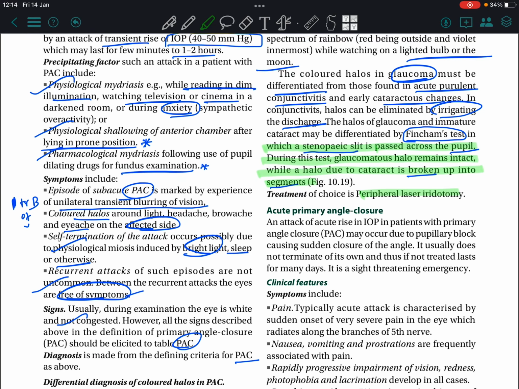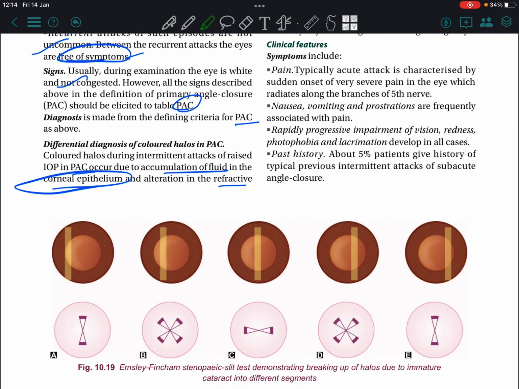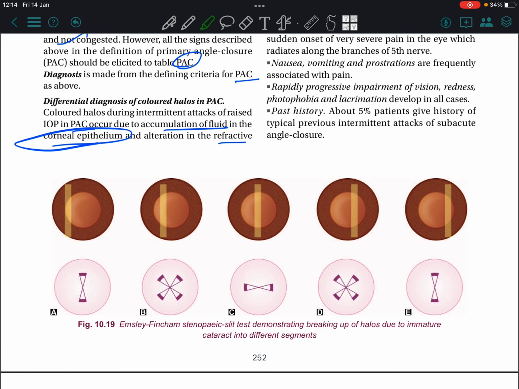Treatment: peripheral laser iridotomy is the treatment for primary angle closure. Let's see the Emsley-Fincham stenopeic slit test demonstrating breaking up of halos due to immature cataract into different segments. These are the halos breaking.